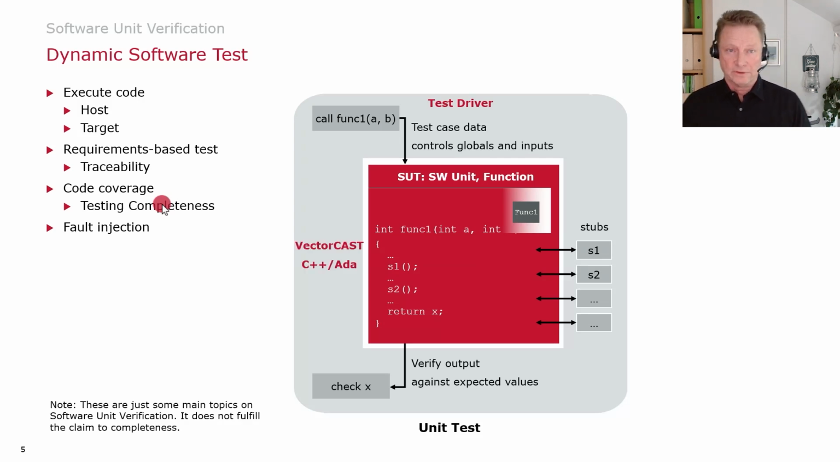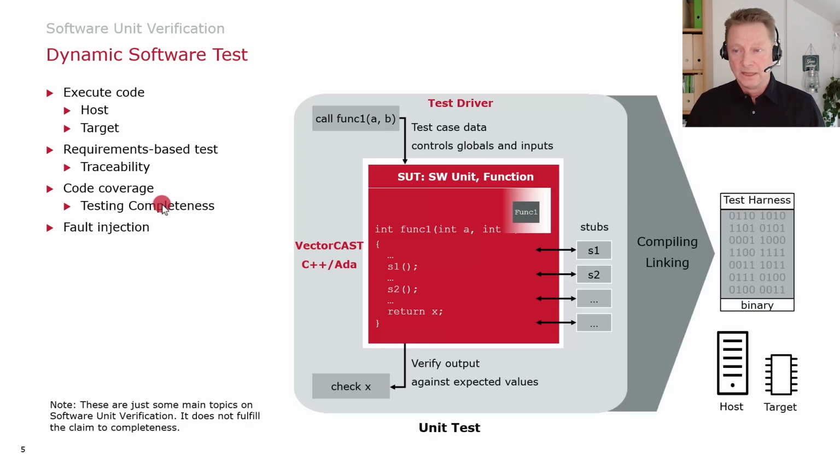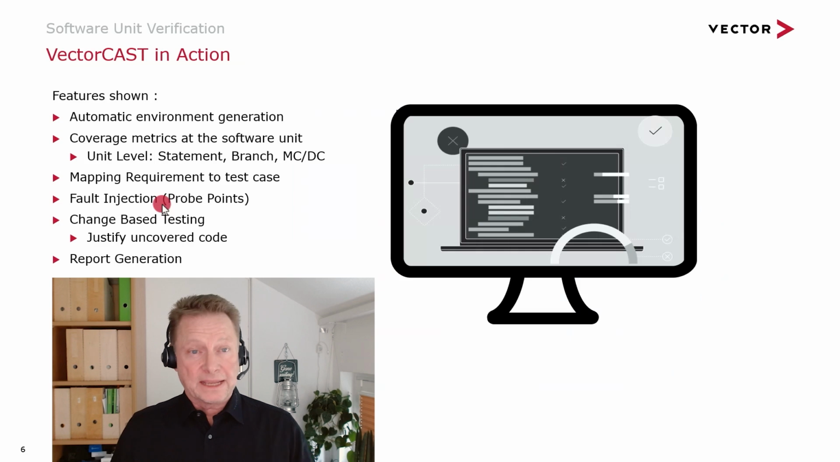VectorCAST, our tool for unit level testing, in this case VectorCAST C++, creates all the stuff you see in the light gray box, the main, the driver, and all the steps which are needed to compile and link it to a binary. This binary can run on host when we use a host compiler, and on target if we use the target cross compiler, obviously. And again, I would like to show the tool instead of listing all the features. So let's jump into VectorCAST.